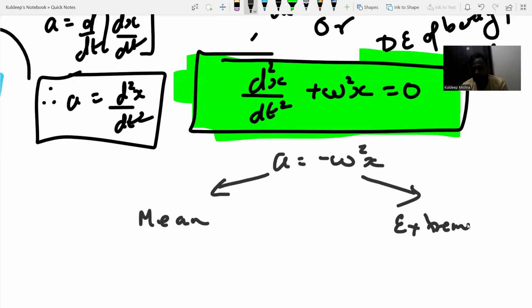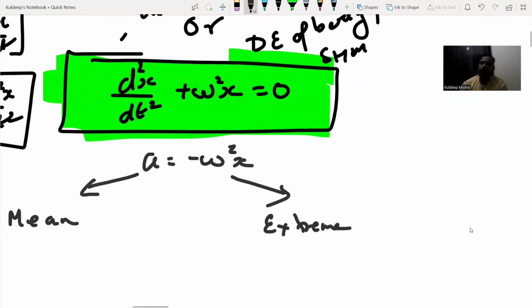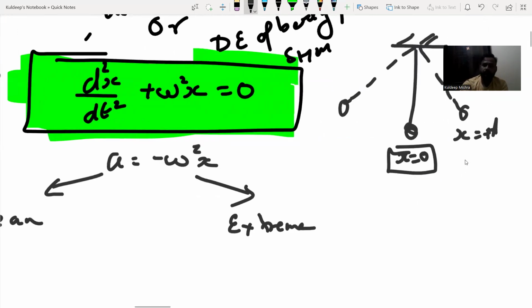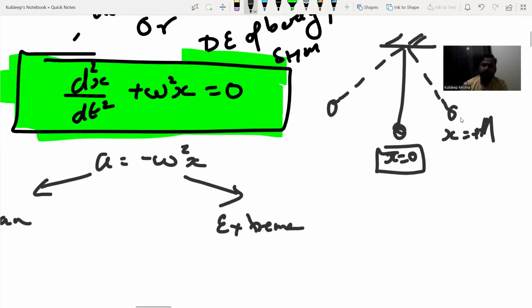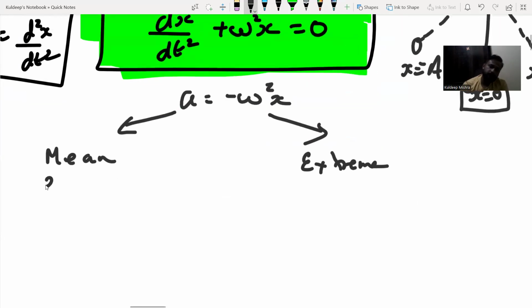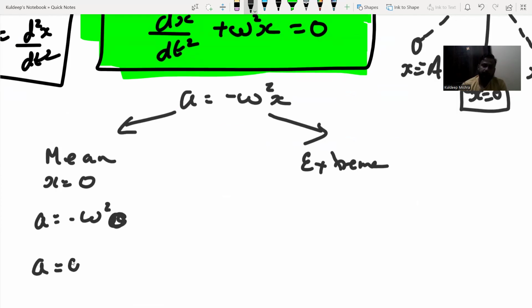So in simple harmonic motion, you always have these two important positions. Consider a pendulum. See here, this is known as the mean position because it is the mean between the maximum displacement towards the right and the maximum displacement towards the left. Here we always take displacement as 0. Here we take displacement as plus a, which is the positive of the amplitude. Here we take displacement as minus a. So at the mean position, x is equal to 0, so acceleration will be minus omega square into 0, which is just 0, the minimum value.